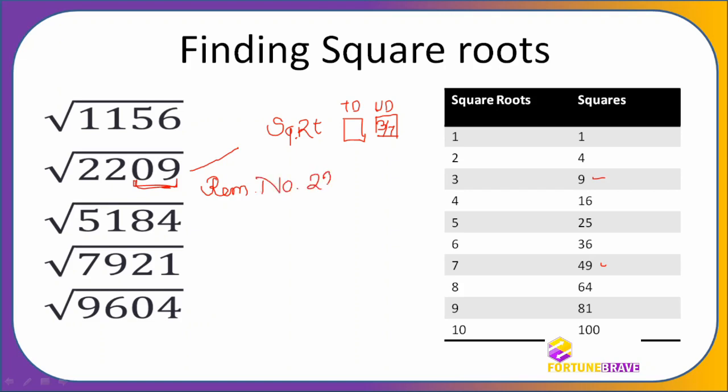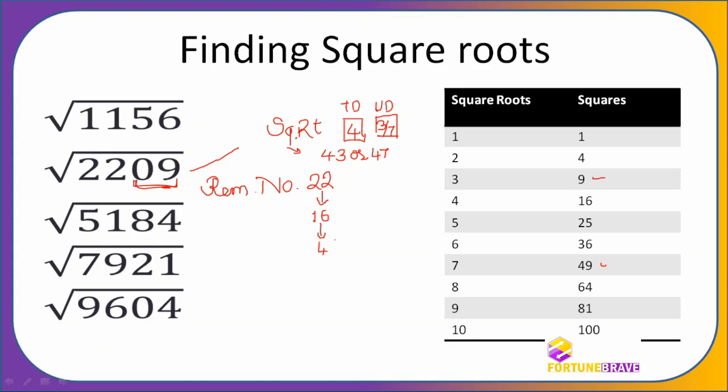And what is the remaining number here? The remaining number is 22. What will we do? We find the lower perfect square, that is 16, its square root, that is 4, so 4 will come here. Now the square root can be either 43 or 47. When it can be either 43 or 47, we have to find out the correct one.